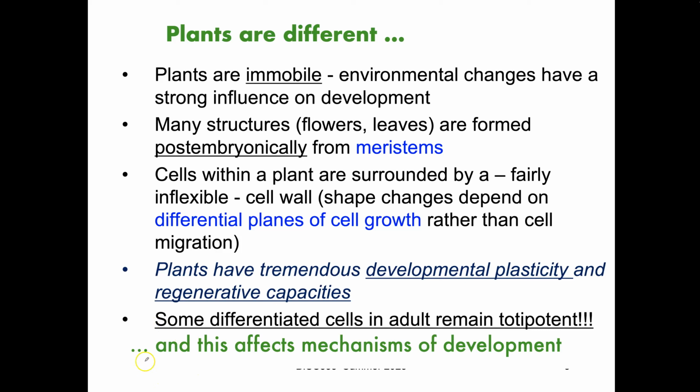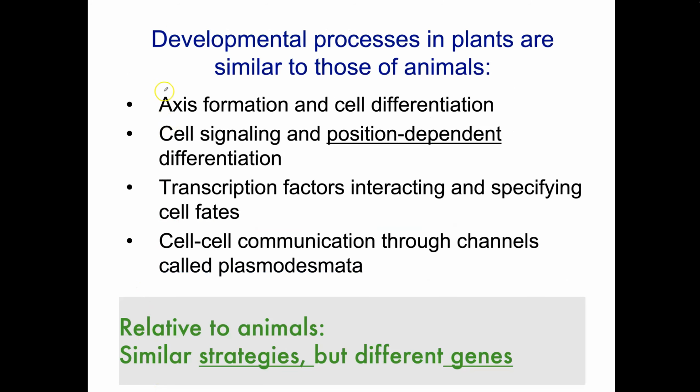So the mechanisms of development sometimes look different, but the aims of development are pretty much the same. So the processes: an axis is set up. There's polarity. One end of the organism is different from the other. Cells differentiate to form different structures. There is cell signaling, so cells can communicate with each other, send information. There is position-dependent differentiation, so a cell will take on a different fate depending on its position, what signals it's receiving from the surrounding cells. There are transcription factors that act together or interact with others to turn on and off certain sets of genes that set the cell fate.